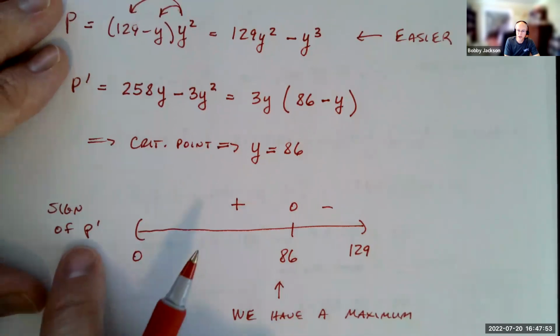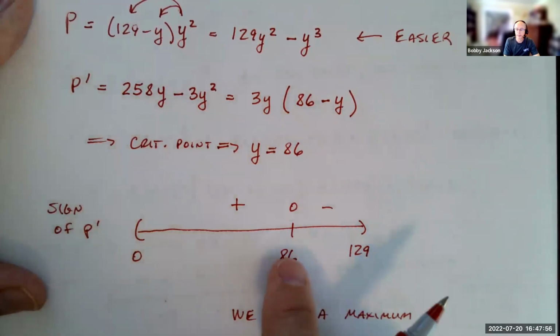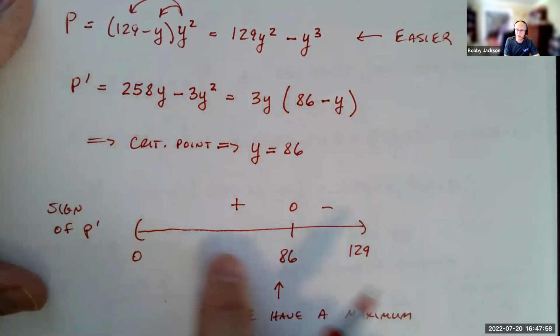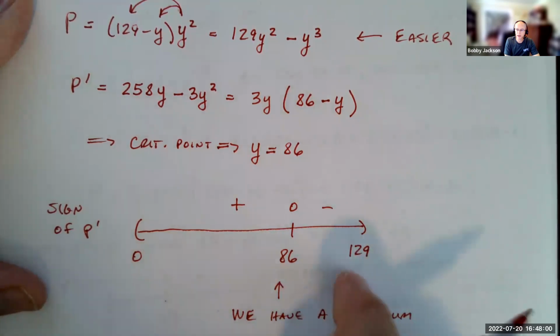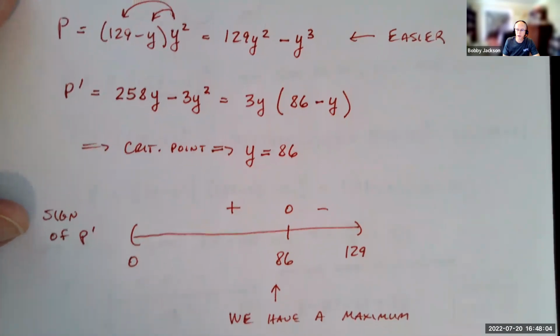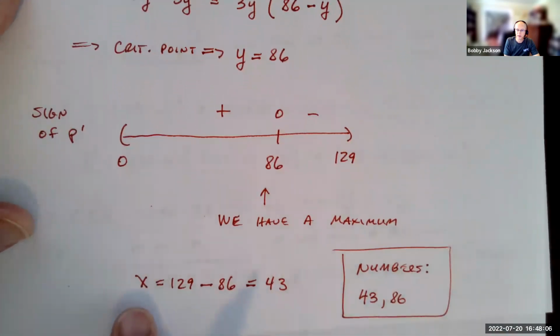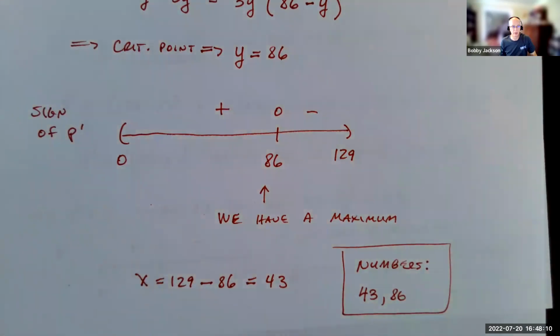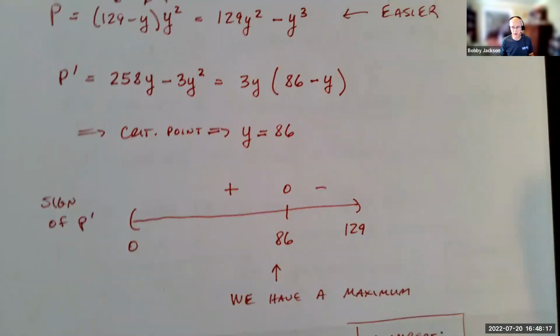If we do a sign check on this derivative here, it is positive for values less than 86, negative for values greater than 86. So we indeed have a maximum. And again, I can now plug back in the value of X is 129 minus Y, which gives me 43. I get the same two numbers, of course. So either way works, maybe this one a little bit simpler.